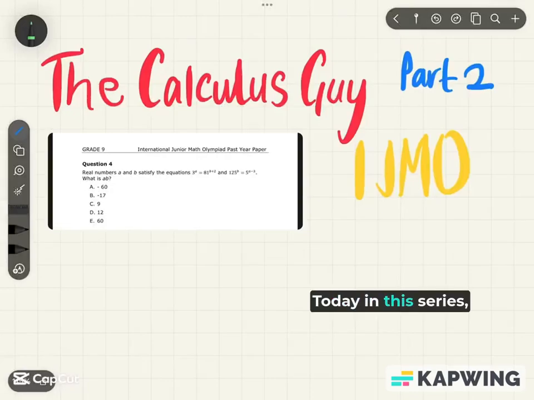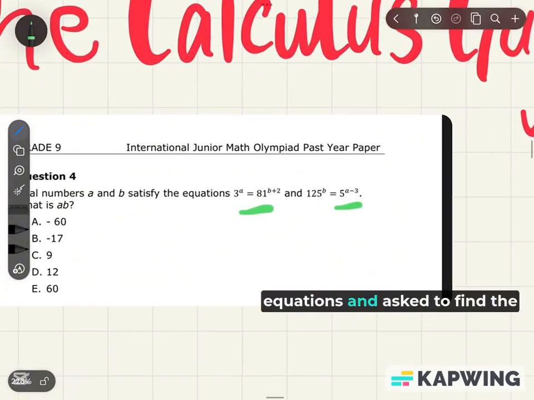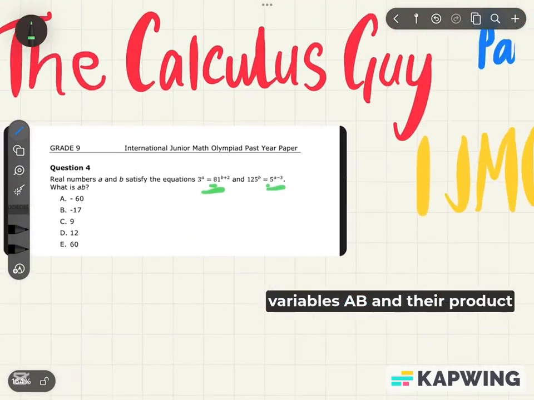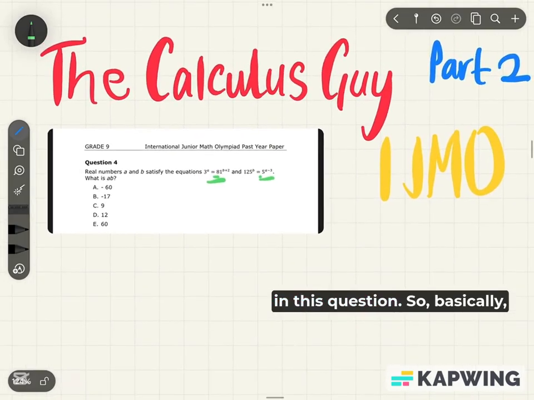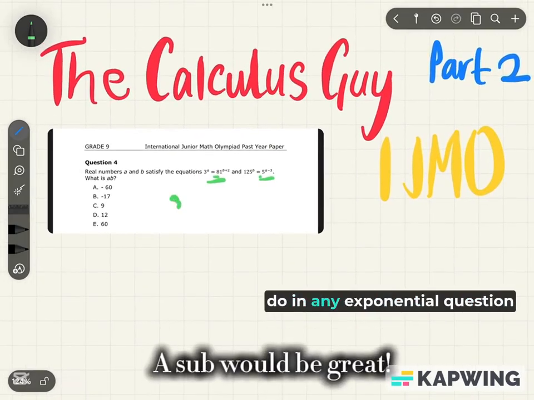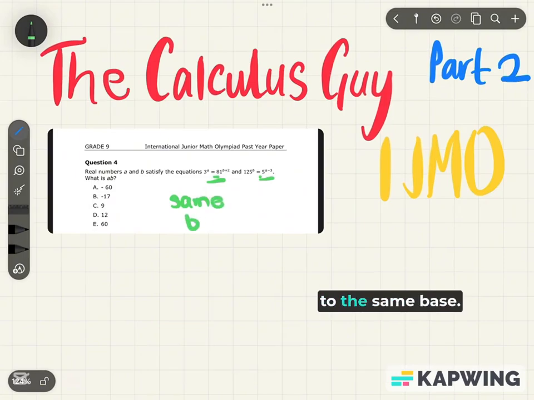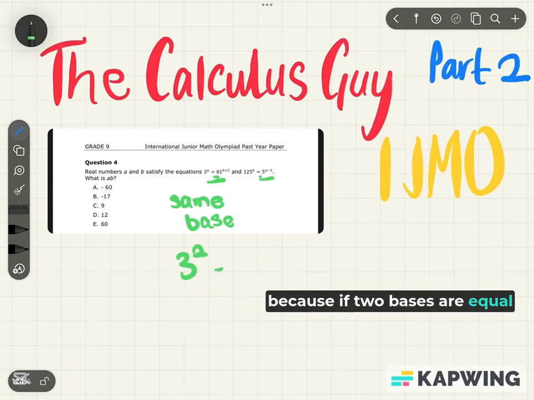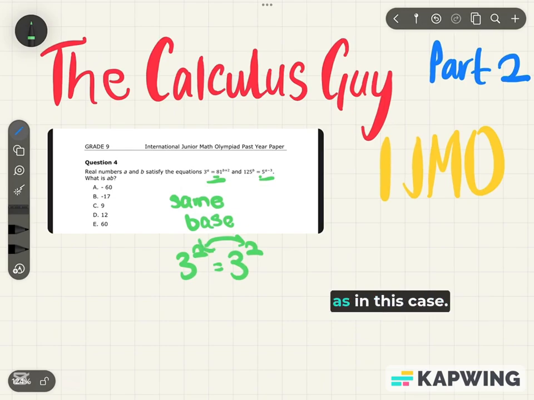Hey everyone, today in this series, part 2 of Math Olympiad questions, we are given two exponential equations and asked to find the variables a, b and their product in this question. So basically the first thing that you have to do in any exponential question is to try and put them to the same base. It makes it easier to compare the powers, because if two bases are equal to each other with different powers, then that means that those powers are equal to each other, as in this case.